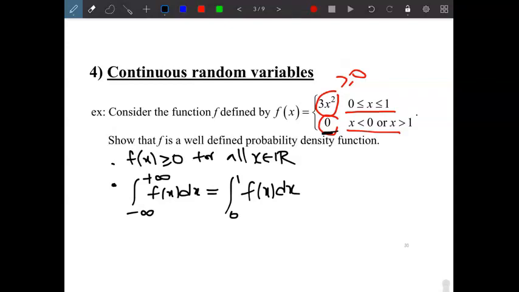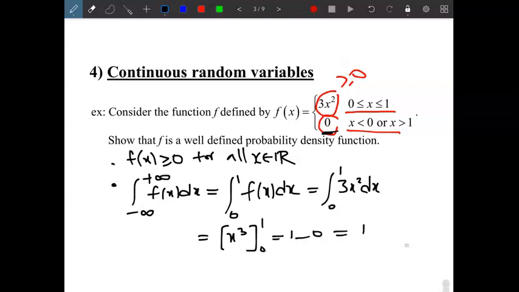So between 0 and 1, I integrate 3x squared, an antiderivative of which is x cubed, between 0 and 1, which is 1 minus 0, which is 1. Therefore, these two conditions being verified means that f is a well-defined probability density function.